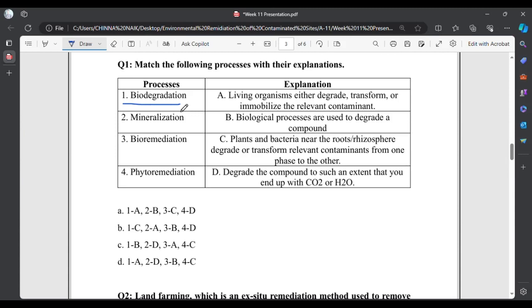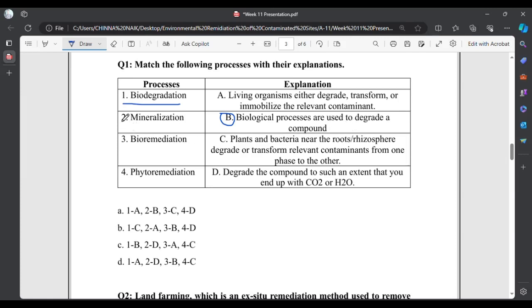Which explanation is better suited for biodegradation? A, B, C, D. Which one, please? Anyone? The best suitable explanation for biodegradation. I think it is B, right? Yeah. Biodegradation is just a biological process, with no other process involved, to degrade any compound, any contaminant.